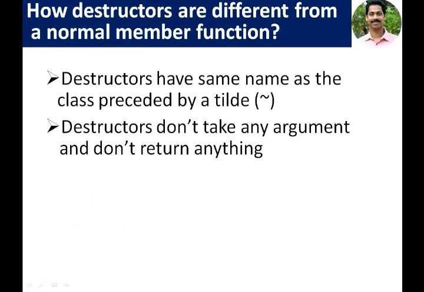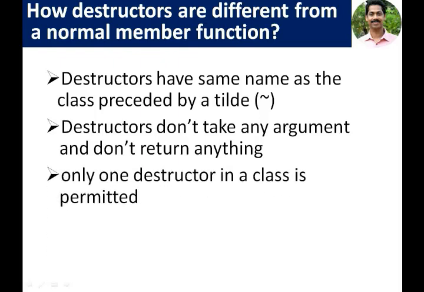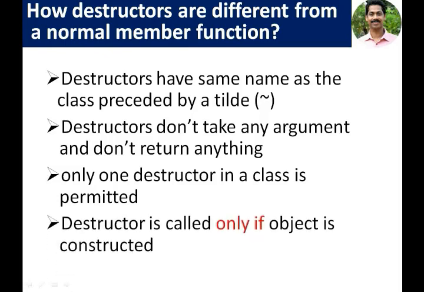Destructors don't take any argument and don't return anything. They cannot receive any argument or return any value. Only one destructor in a class is permitted. In the case of constructors, we can write more than one constructor in a class with different kinds of parameters. But a destructor has no parameters, and therefore we cannot define more than one destructor in a class.